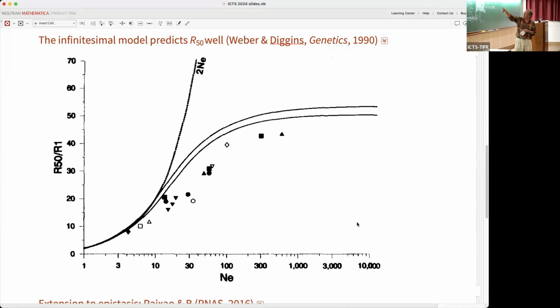And the exponential curve labeled 2NE is Robertson's limit. This is plotted on a log scale. So Robertson's limit would be where you'd get to after an indefinite time, after a very long time. That would be this 2NE.